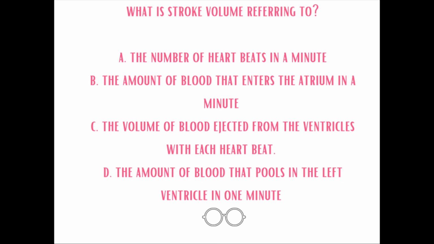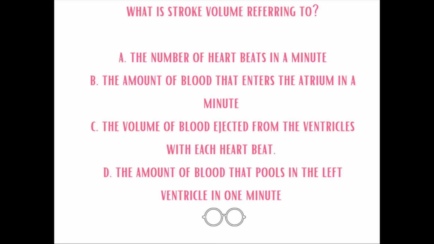The answer here is C, the volume of blood ejected from the ventricles with each heartbeat. So the sympathetic nervous system can stimulate more forceful heart contractions to increase this blood ejection, or increase the stroke volume. Also, if more blood returns to the heart in the venous system, the increased blood volume stretches the heart muscle and promotes more forceful contractions.